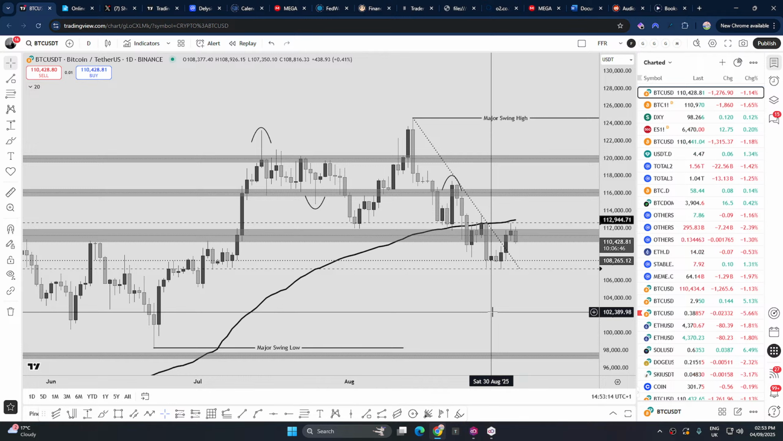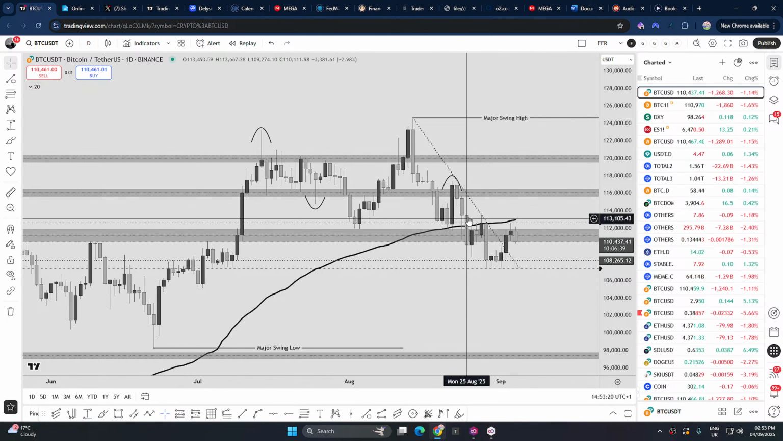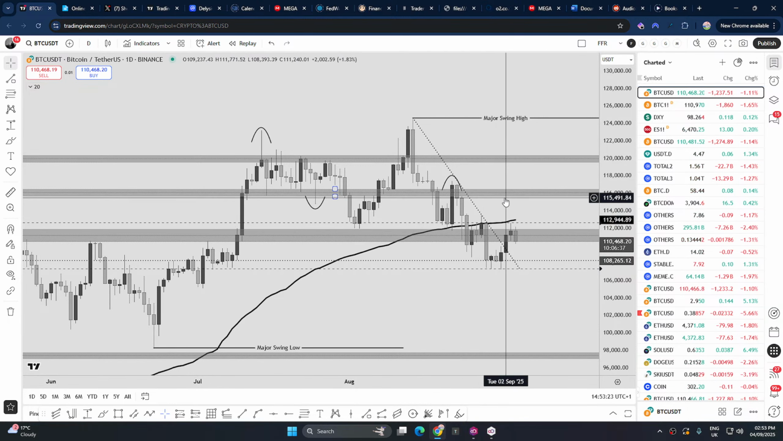And if we manage to get a daily candle close above this quarterly VWAP, I would definitely look for a long position. But still, I'm going to place a short position around here.